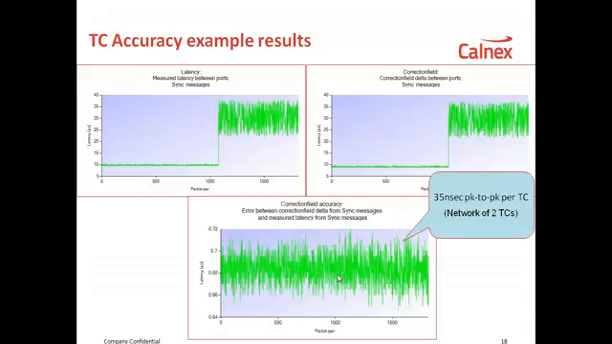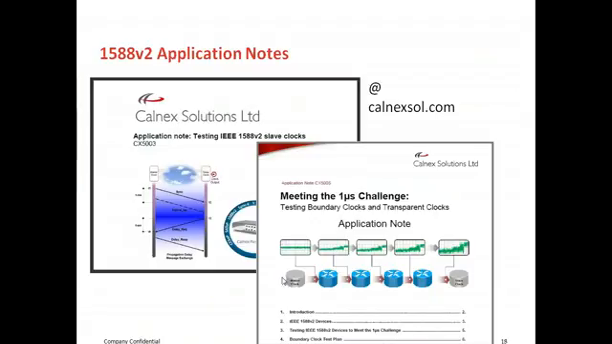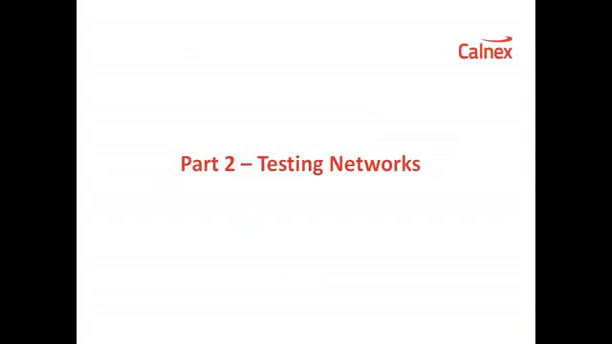And in this real world test, in a network of 2 transparent clocks, there was an error of about 70 nanoseconds, so about 35 nanoseconds peak-to-peak error per transparent clock, which is within that limit of 50 nanoseconds. Again, the Calnex Paragon X is the only product in the world that allows you to measure transparent clock accuracy down to the level of nanoseconds. Testing the slave clocks, boundary clocks, and transparent clocks are described in detail in application notes available at calnexsol.com.